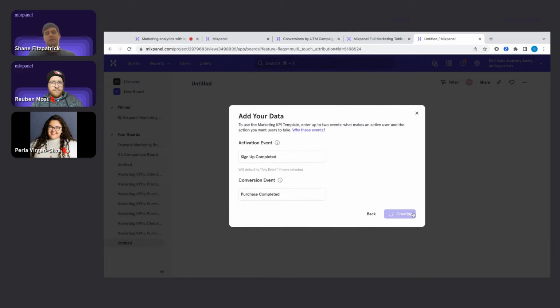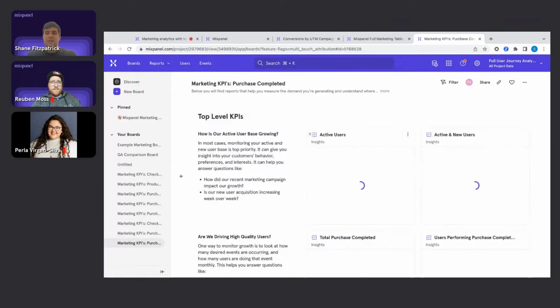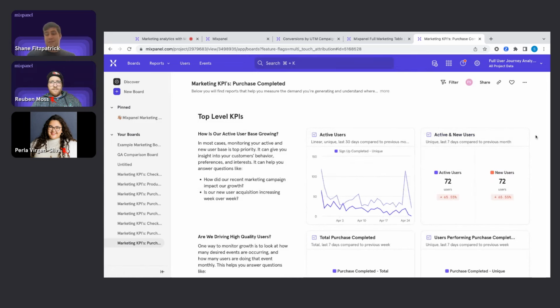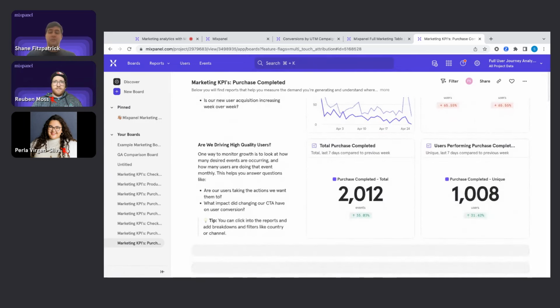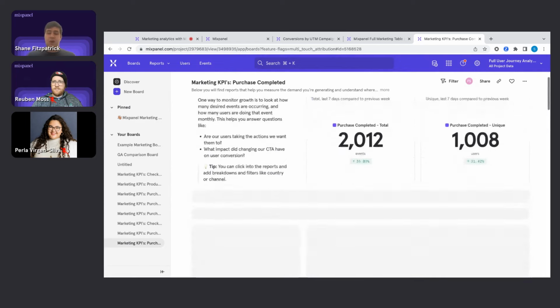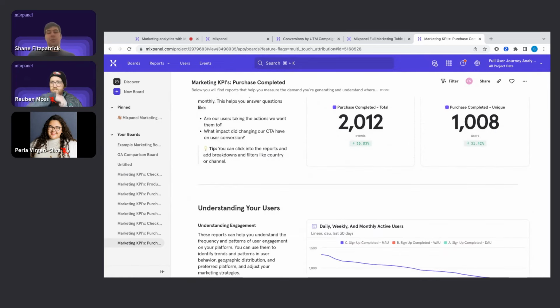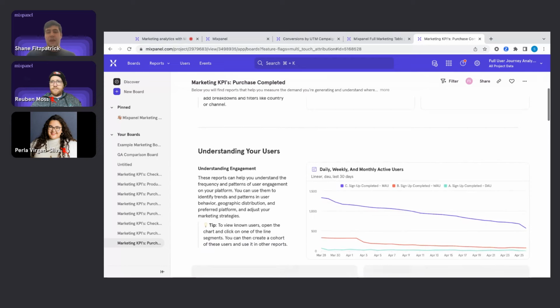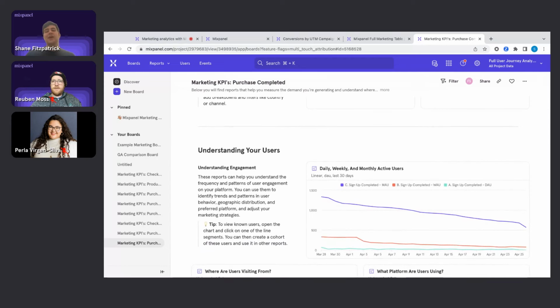Let's create the board. And what's going to happen here is in a matter of about 3 seconds, we're going to get a suite of reports pretty similar to some of the ones we just saw, acting as a starting point for us to get to insights quickly, get some metrics up that we can use, that we can analyze, that we can take action off of. And we can also very easily iterate on this board as well.